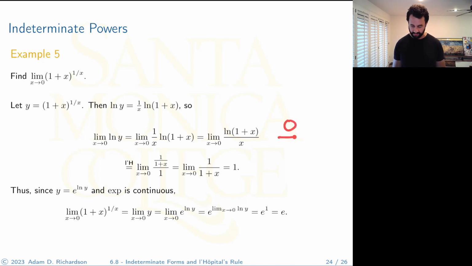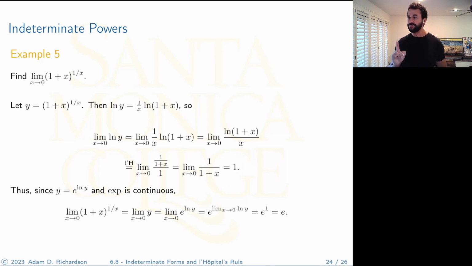So we have the indeterminate form 0 over 0. Boom, we can apply L'Hopital's rule. Apply L'Hopital's rule once, we get the derivative of ln of 1 plus x is 1 over 1 plus x. The derivative of x is 1. And so now we're looking at this limit, and in this case, we get 1.